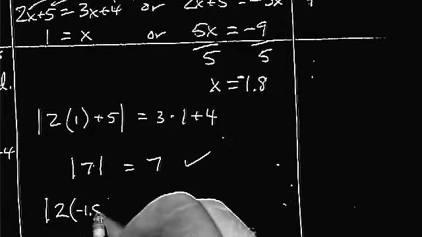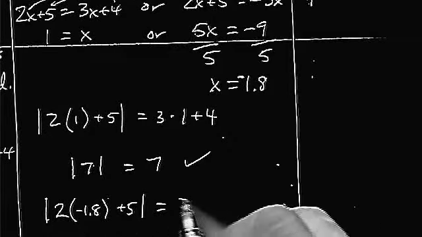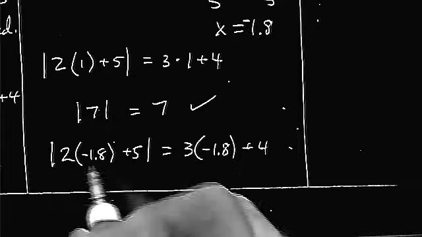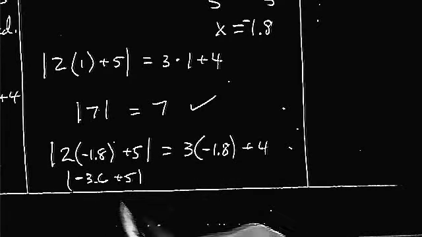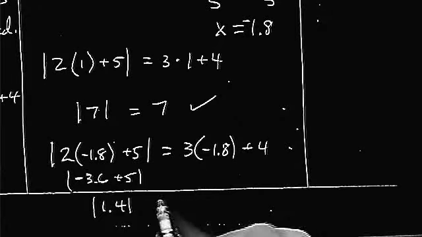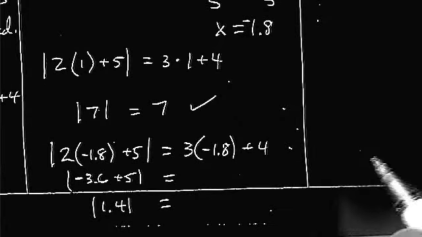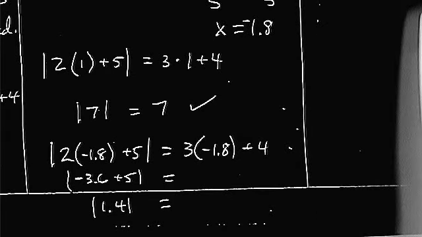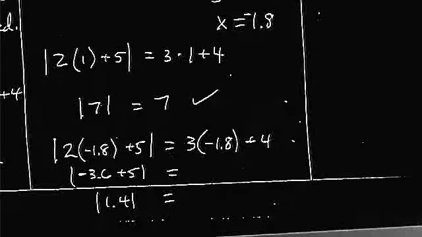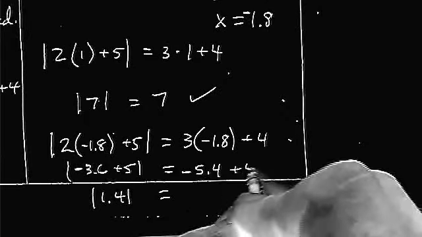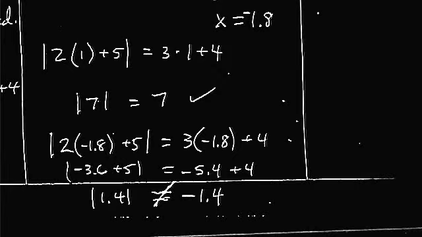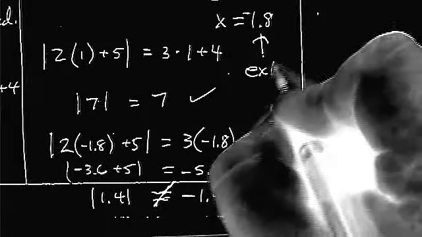Absolute value of 2 times negative 1.8 plus 5 is equal to 3 times negative 1.8 plus 4. So let's see here, that's negative 3.6 plus 5, absolute value 1.4. And on the other side I have negative, what's that? Oh, I should know this one. 1.8 times 3. You got 5.4. Negative 5.4 plus 4. That's a negative 1.4. Nope, not going to work. Not equal to each other. So this is extraneous.